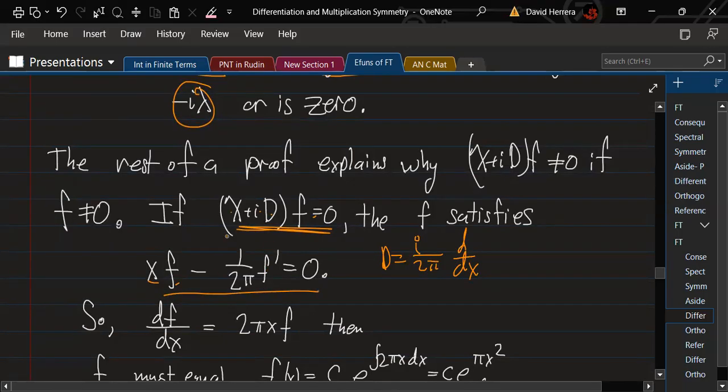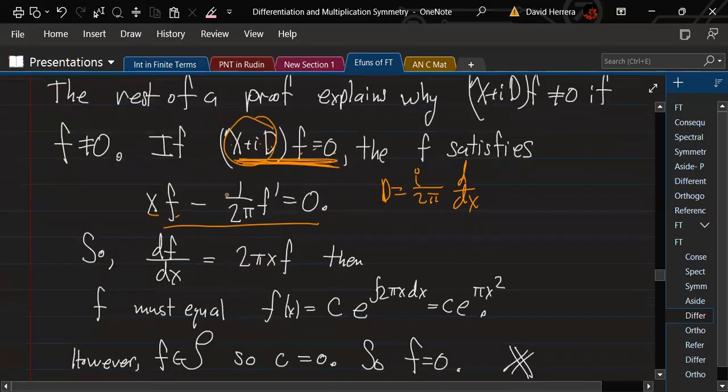So this is a differential equation. Being in the kernel of this operator, so that this thing applied to f is 0, tells me that f satisfies a differential equation. What is that differential equation? Let's try to solve it. Let's isolate f prime: we move this thing over and multiply by 2 pi. So the derivative is 2 pi x f. Now we can solve it. f has to be a constant times e to the integral of this thing, which is c e to the pi x squared.